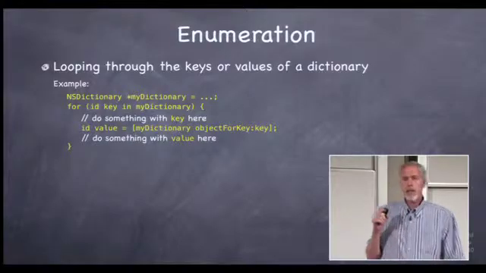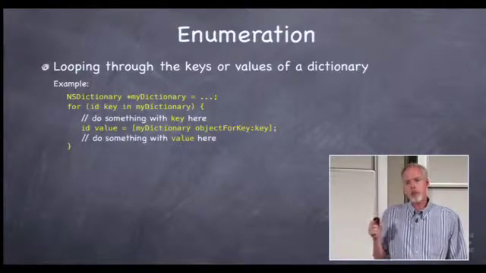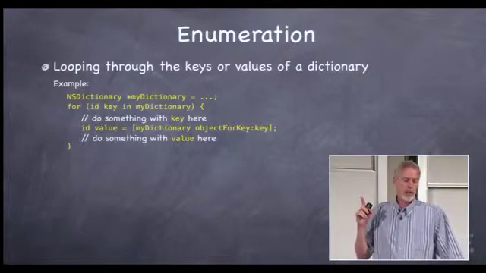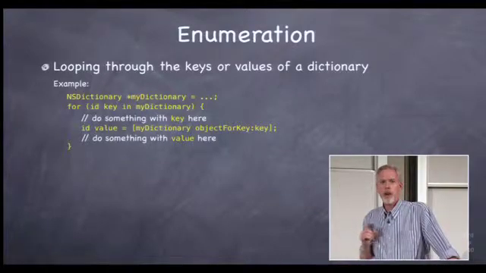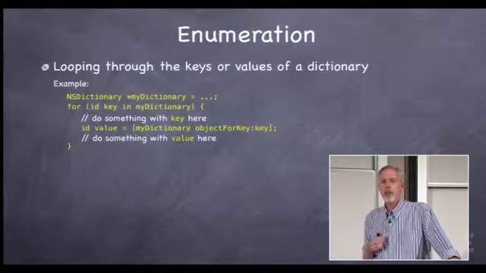The for in for dictionaries goes through the keys, not the values. And if you want the values, you would just send objectForKey to the dictionary inside the loop, and you get the values, right? You look up the hash table.